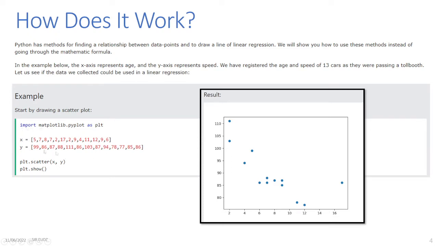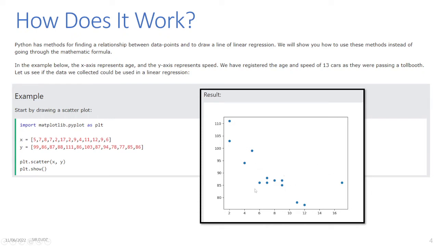So this is an example. We import matplotlib because we're going to plot the data. Here we have x, these are the age of the cars, and y are the corresponding speed of the cars. Then using a scatter diagram, we plot x and y and then show. This will be the output. So these are the data that we have plotted here.